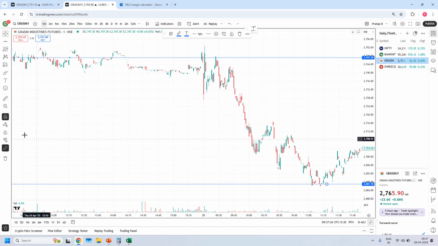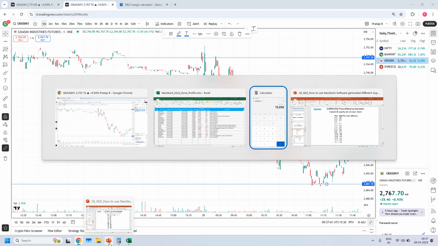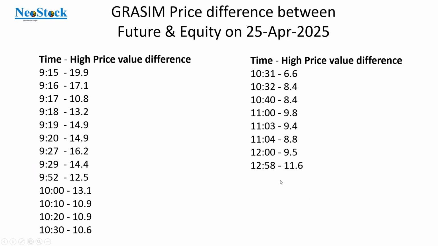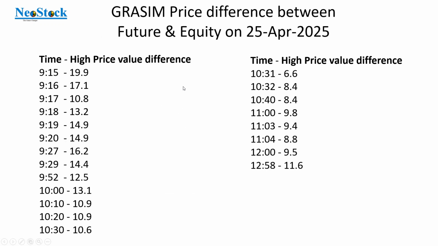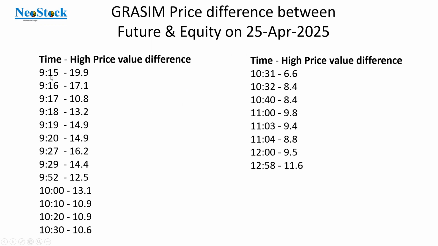One more point I forgot to tell you. See, Grasim also I have added the values. Grasim also, morning 9:15. See the difference between Shree Cement and Grasim. Shree Cement 9:15 candle, 260 rupees difference is there. Grasim 19.9 difference. See, this is the highest value the entire day.